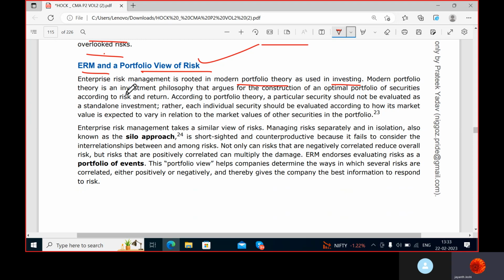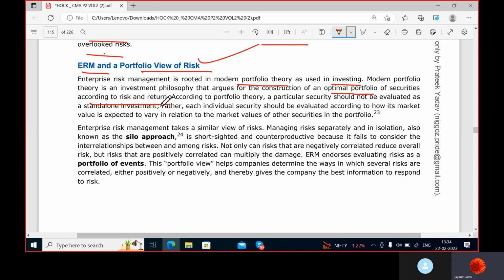Modern portfolio theory is an investment philosophy that argues for the construction of an optimal portfolio of securities according to risk and return. You should always try to make a portfolio which suits your risk appetite and gives you proper returns for the amount of risk you're taking. According to portfolio theory, a particular security should not be evaluated as a standalone investment. Rather, each individual security should be evaluated according to how its market value is expected to vary in relation to market values of other securities in the portfolio.